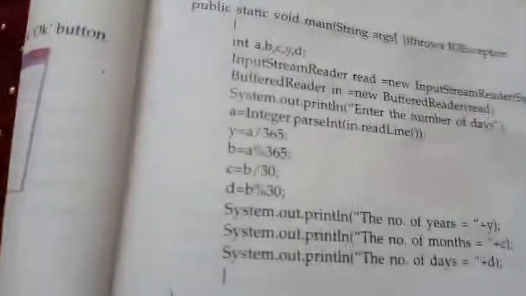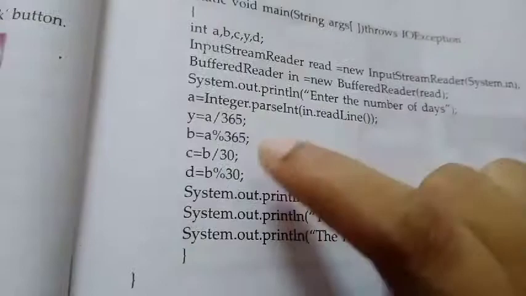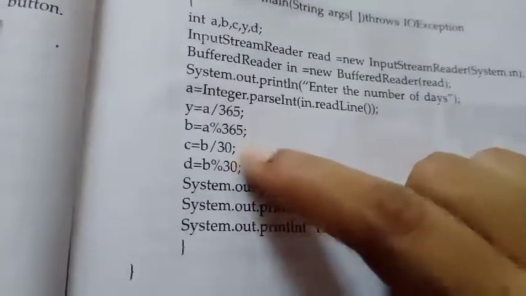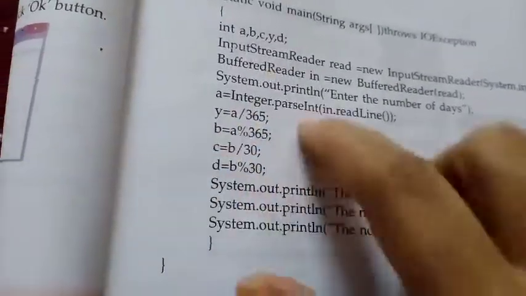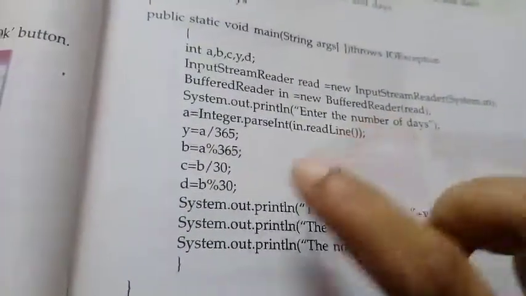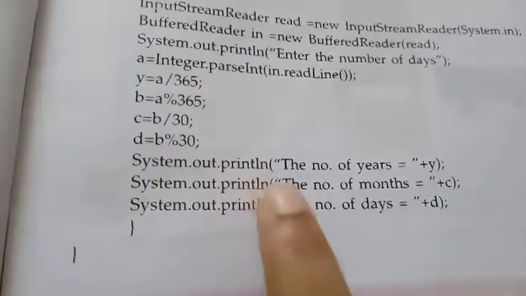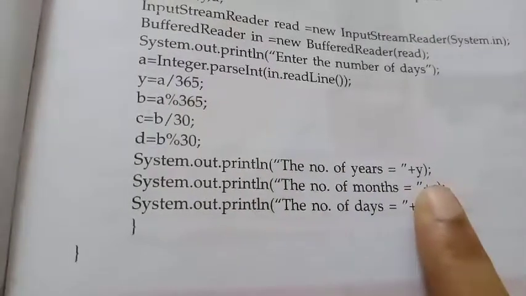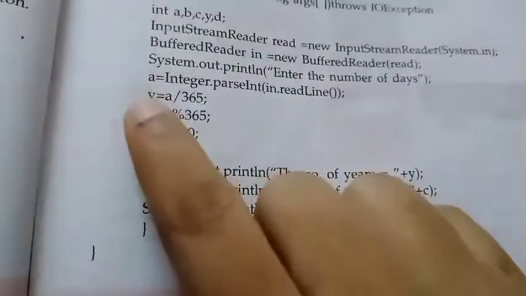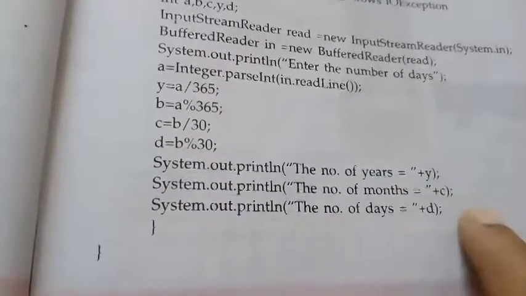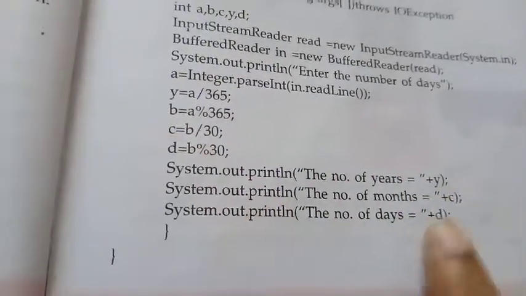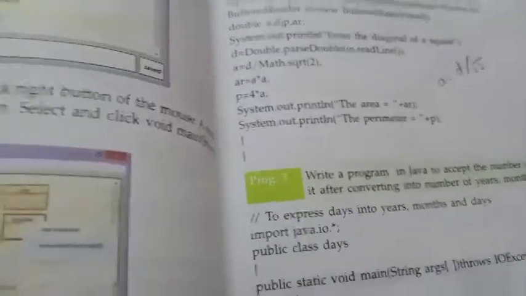So this is your program to find the number of years, months and days. This is how we find the number of years and everything using the operators. And finally you are going to display with system.out.println, the number of years is going to be plus y, because in y we have stored the year, in c we have the months, and in d we have the number of days left.